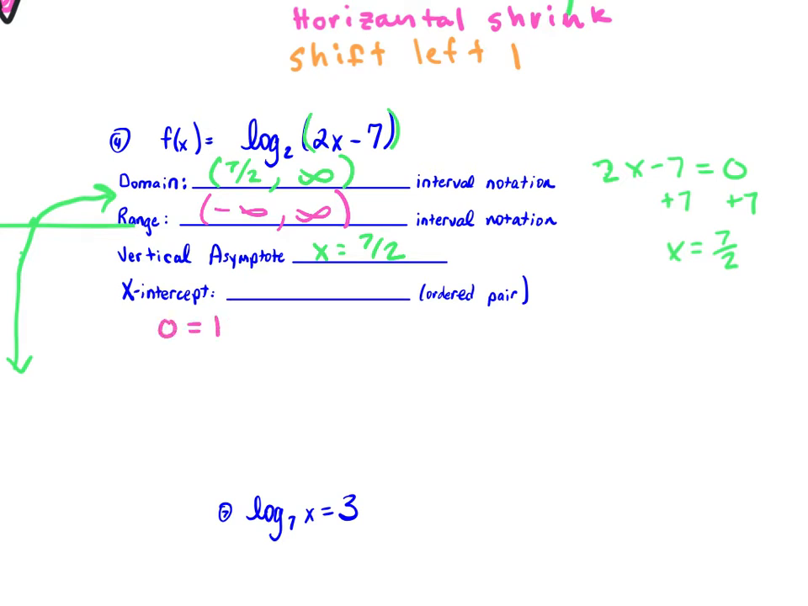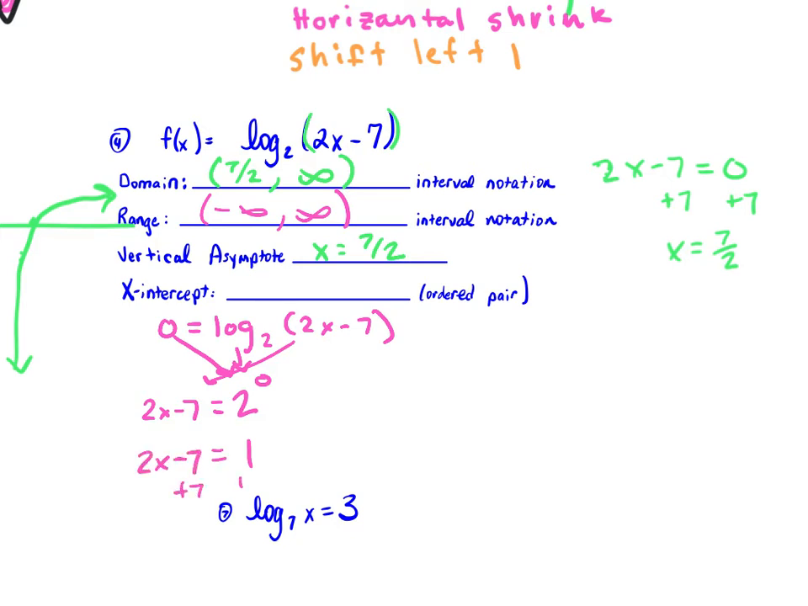So 0 is equal to log base 2 of 2x minus 7. We need to put it into exponential form, so I just drop the 2 down. Take what's on the right, put it on the left. Take what's on the left, put it on the right. So 2x minus 7 is equal to 2 to the power of 0. What's 2 to the power of 0? 1. So 2x minus 7 is equal to 1.